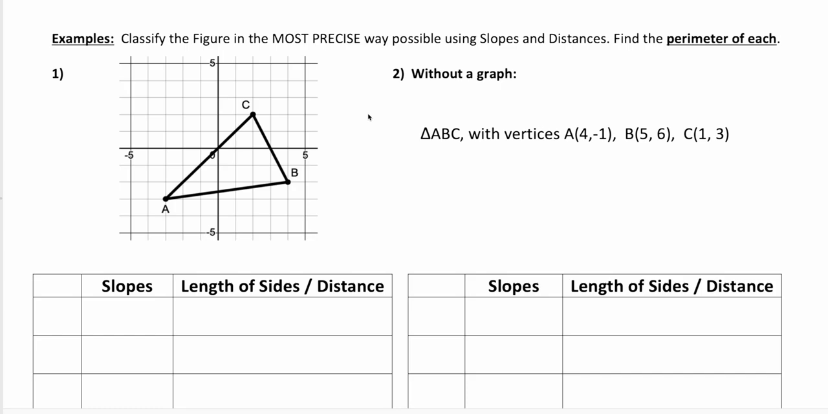This video is on coordinate geometry, plane shapes. These are going to be examples of how to classify the triangles in the most precise way possible using slopes and distances. We will also be finding the perimeter of each.